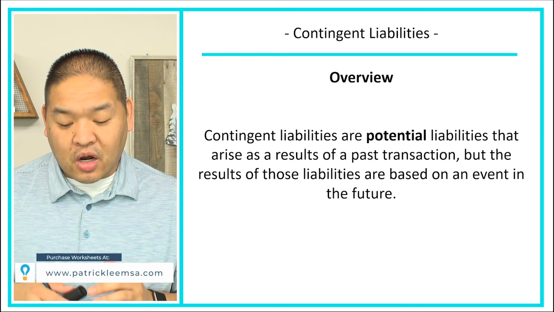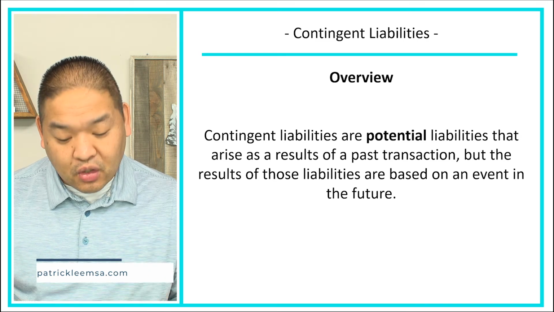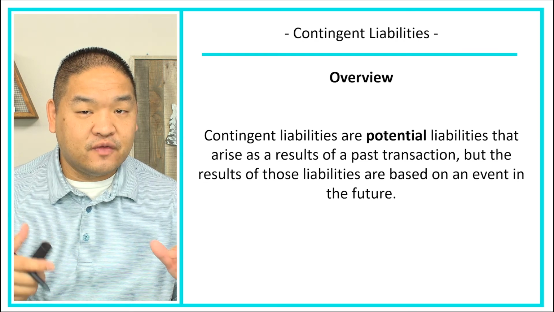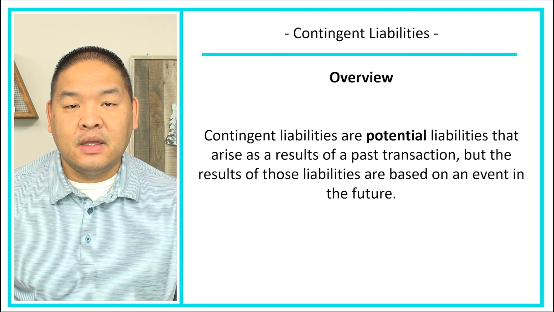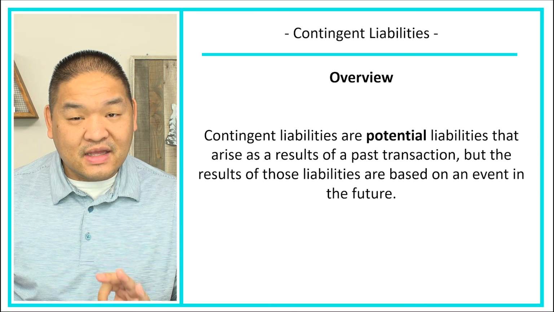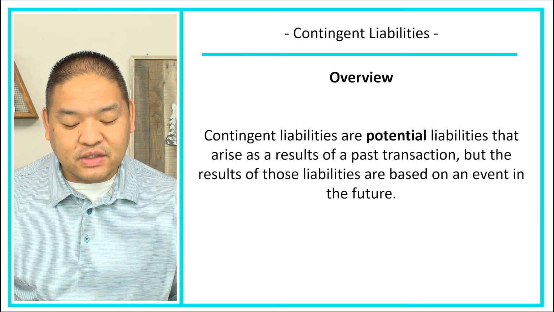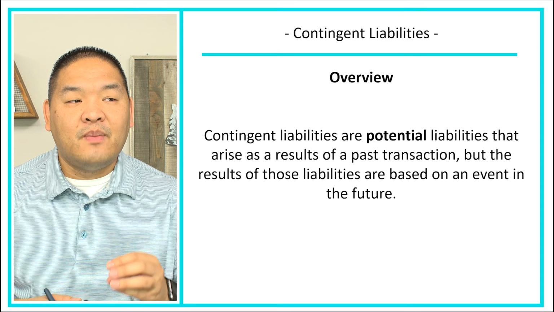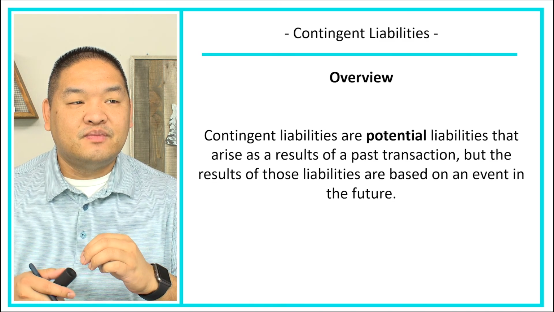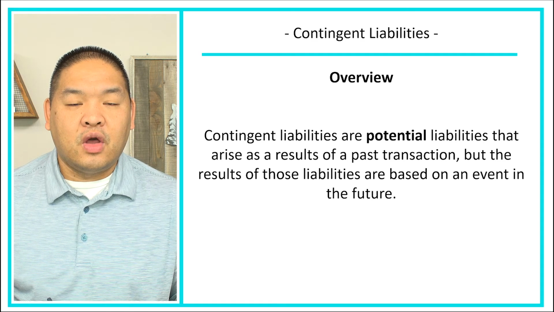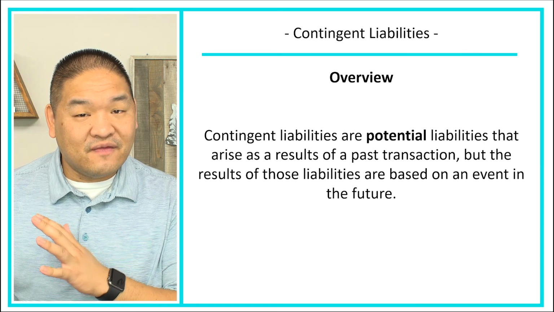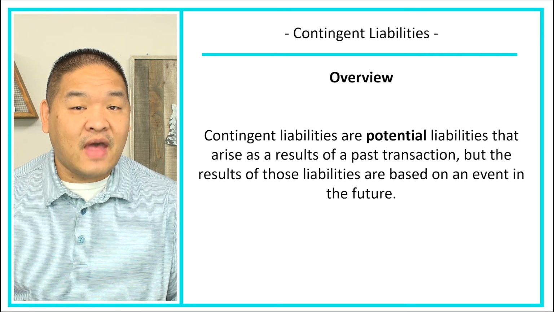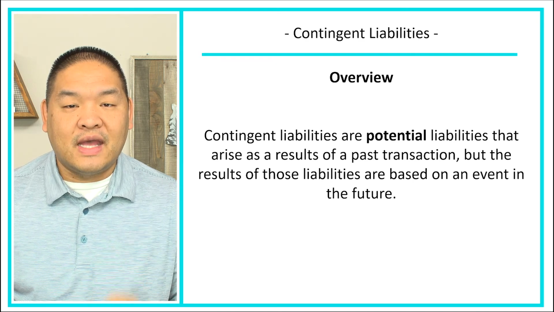So contingent liabilities are potential liabilities that arise as a result of a past transaction. So something in the past now is coming to fruition in which we might owe something in the future. Now, the key thing about a contingent liability is that the result is based on an event in the future. So we're not saying right now we owe, but when that event comes to a closure, then we'll know if we're actually going to owe. But there's something in the future that is going to tell us whether or not we're going to owe. And because of that, we might need to book a liability.